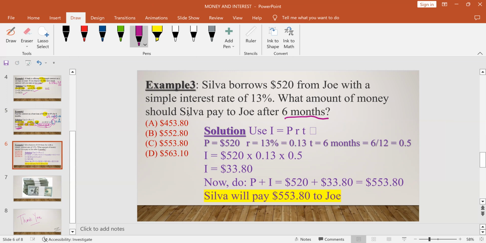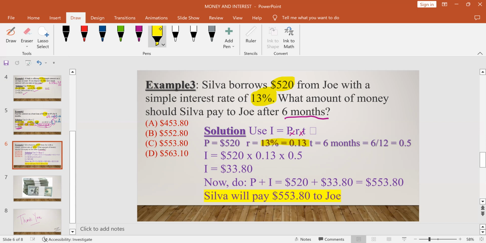Yeah, again, we have 6 months. They don't give the time in years, so we need to convert it. So we see the formula I equals P, R, T, which is the same as P multiplied by R multiplied by T. What is P? That is the principal, which is the 520, the money borrowed. What is R? It's the rate. Again, we have a rate here, 13%. Always the rate is that number followed by the percent. That's the way you recognize the rate. But you need to convert it.